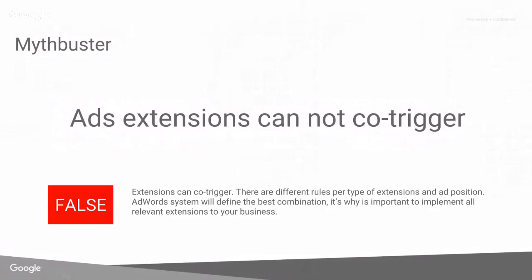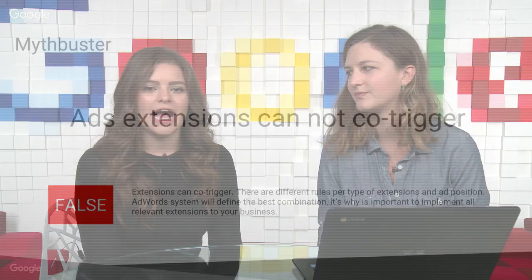As I said earlier, up to 4 extensions can show per ad. So there are different rules per type of ad extension for ad position, but the AdWords system will define the best combination, which is why it's important that you have all of these extensions enabled in your account. Exactly. Take control of what you can, make sure everything's set up, and then the AdWords system is going to help you figure out what's the best combination. And again, there's so much data in the account for you to also understand when it's showing, how it's performing, and things like that. All right, great.